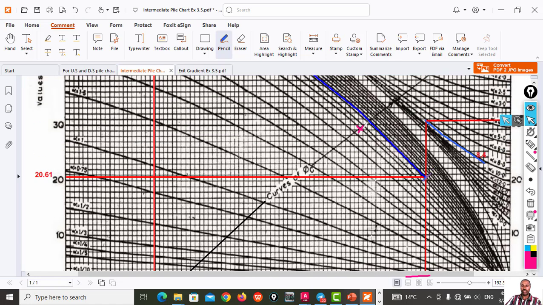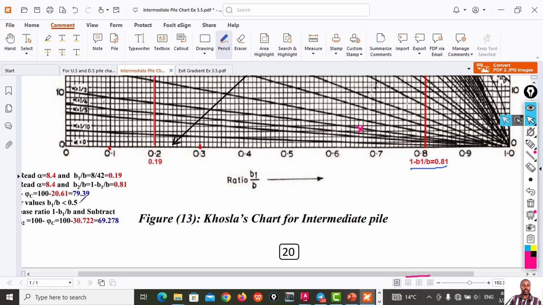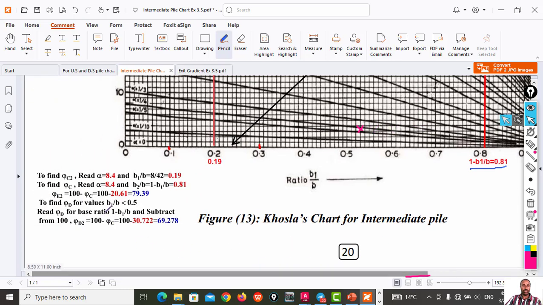So if you just intersect this one, then you go here. This is phi C. To find phi E2, you subtract here 100 from 100. So it will be this result. So this is phi E2.